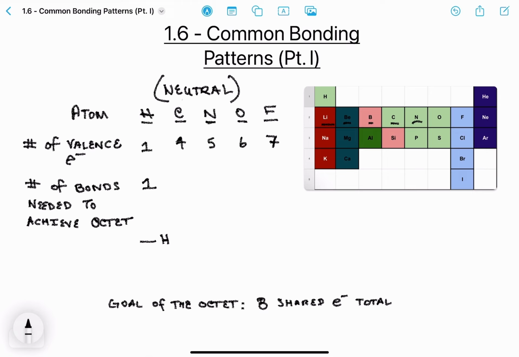Now, for carbon, it's going to need 4 bonds for it to achieve its octet. Nitrogen's going to need 3 bonds. So we're going to have a lone pair, 3 bonds. Oxygen is going to need 2 bonds. And then finally, fluorine is going to need 1 bond.